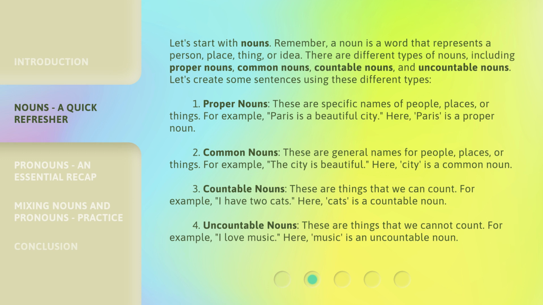3. Countable nouns. These are things that we can count. For example, I have 2 cats. Here, cats is a countable noun. 4. Uncountable nouns. These are things that we cannot count. For example, I love music. Here, music is an uncountable noun.